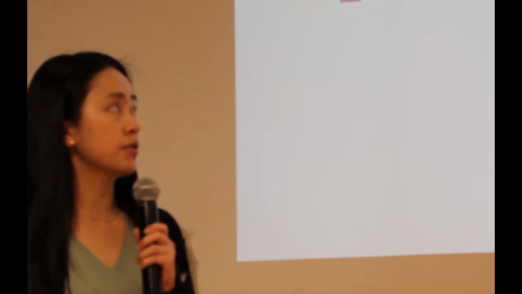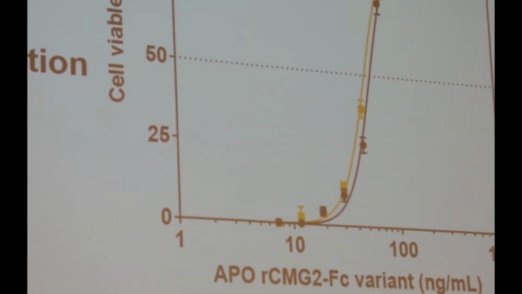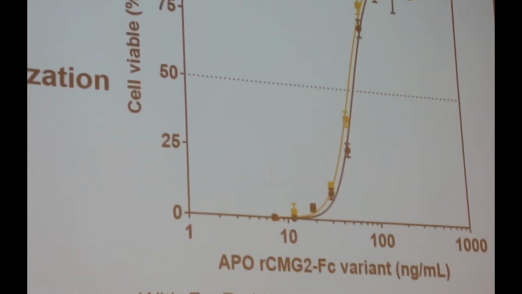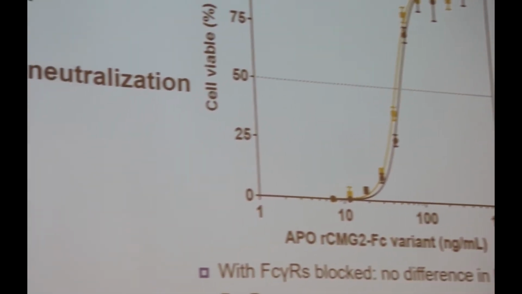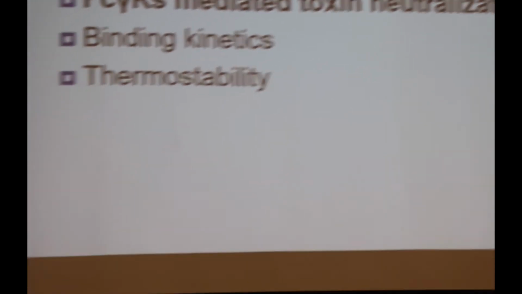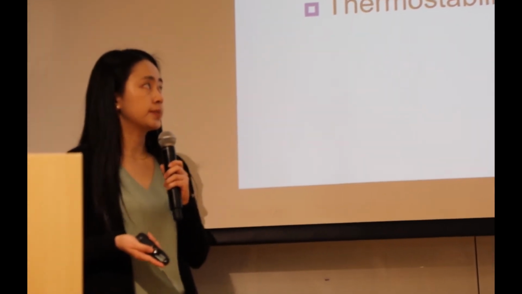this toxin neutralization assay. However, as shown on the right, the control curve compared with the curve with Fc gamma receptors blocked are pretty much overlapping with each other, meaning that there's not much contribution from Fc and Fc gamma receptor interaction. Then, we look into the binding kinetics between the CMG2 Fc to protective antigen by biolayer interferometry.